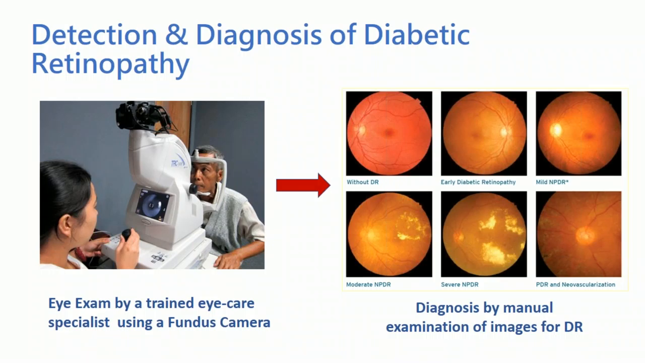Now, how is it detected today? The process looks somewhat similar to this. A trained eye care professional examines you using equipment similar to this called a fundus camera. They examine the back of your retina, take a color photograph, a color fundus photograph, and then they examine the photograph for lesions and abnormalities that signify the state of the DR. So you could have early onset, early mild, moderate, severe, or the last stage is PDR. As you can see, this process is a manual process. It's time consuming. It requires expensive equipment and a lot of expertise.